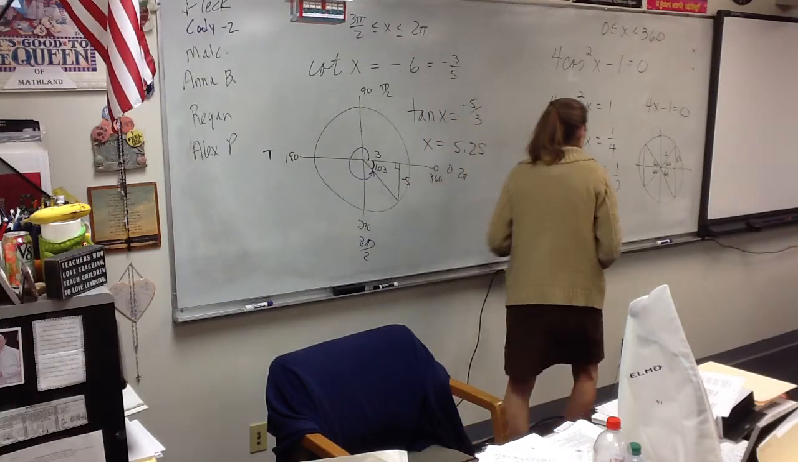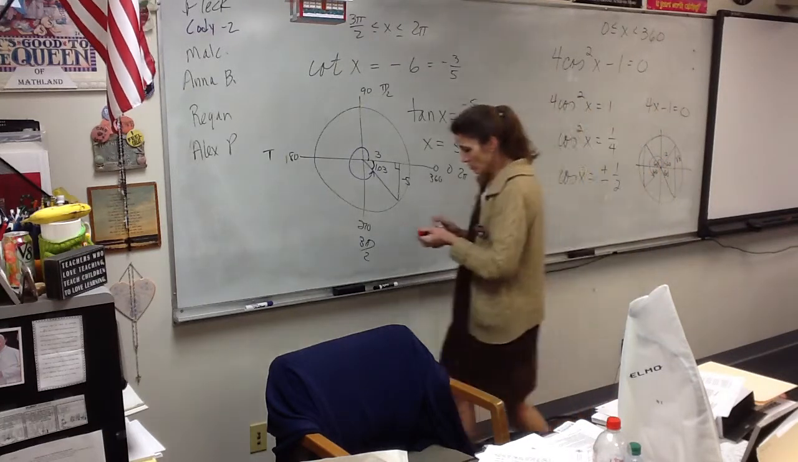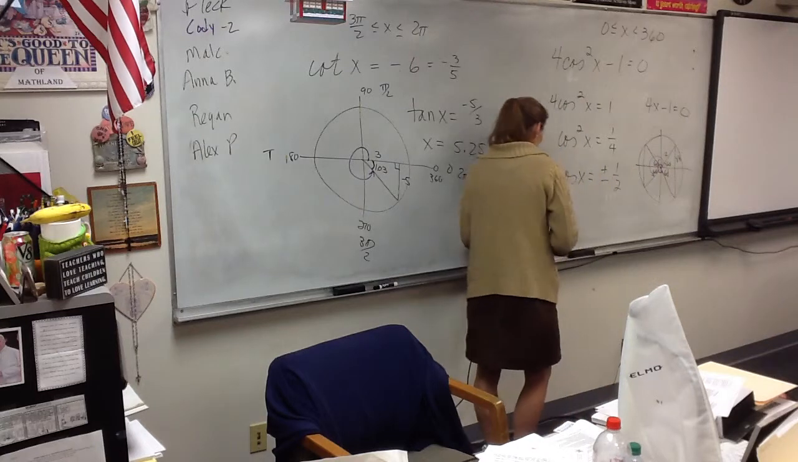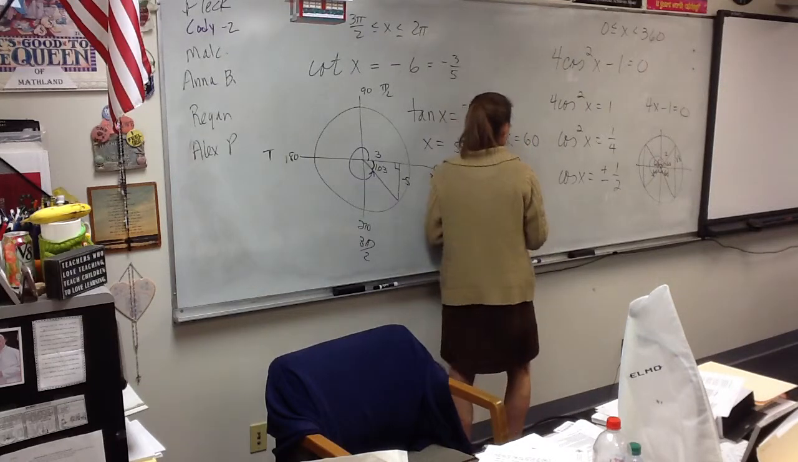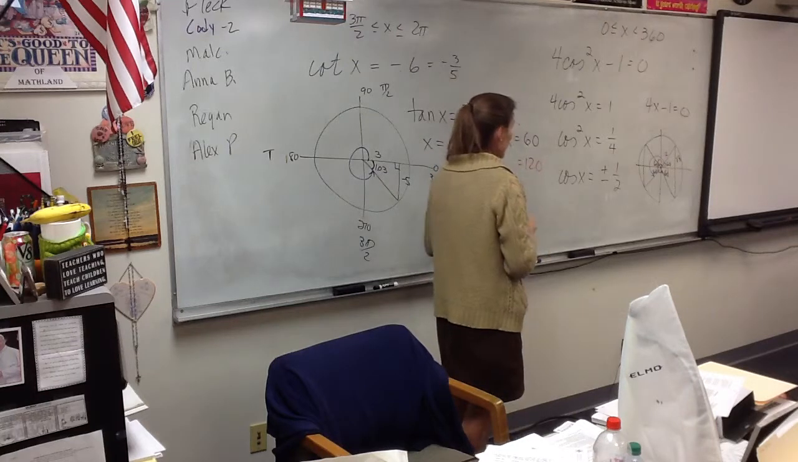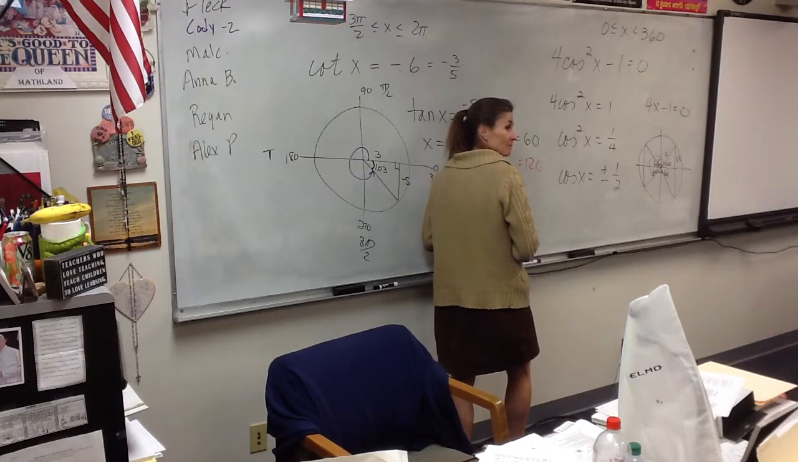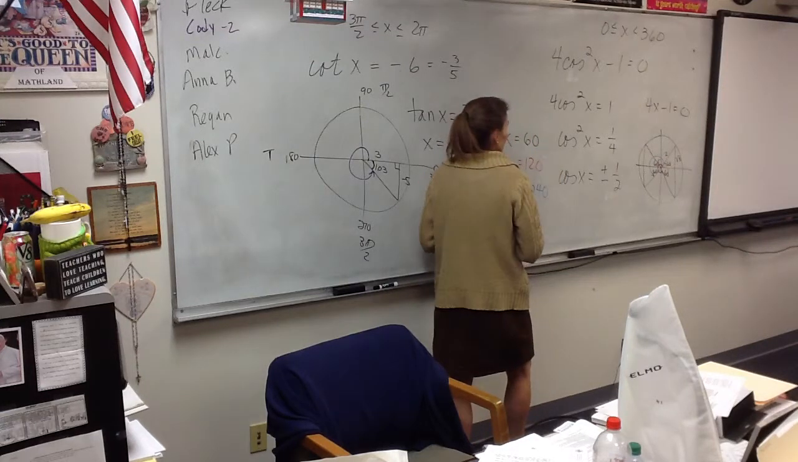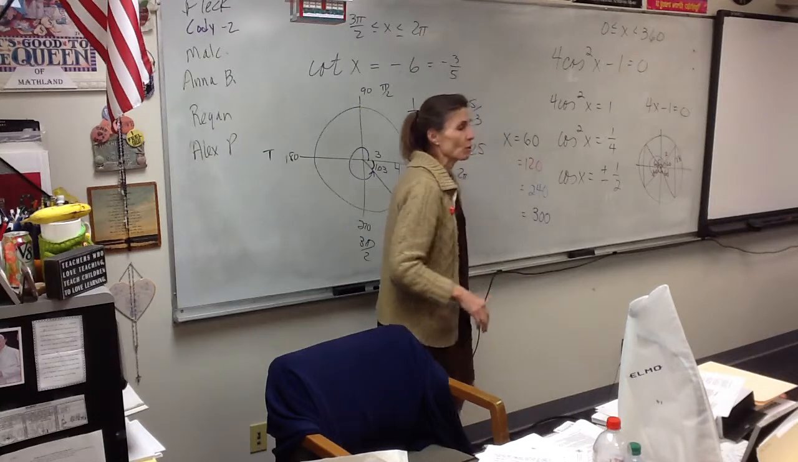So we want a first quadrant 60, a second quadrant 60, a third quadrant 60, and a fourth quadrant 60. Anybody have any ideas what our answers will be? First quadrant 60, very good. How about the second quadrant? 120. How about the third quadrant? 240. And what's the fourth quadrant? 300. Very, very good.